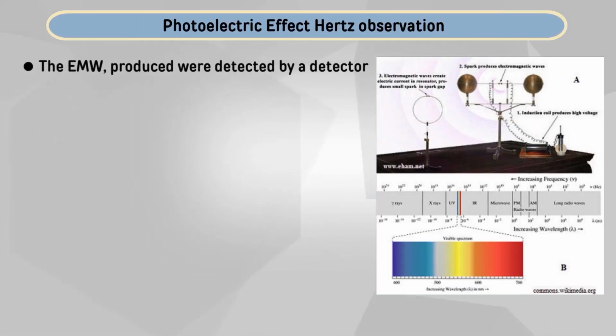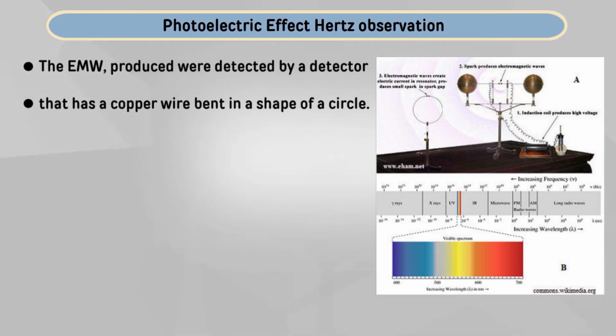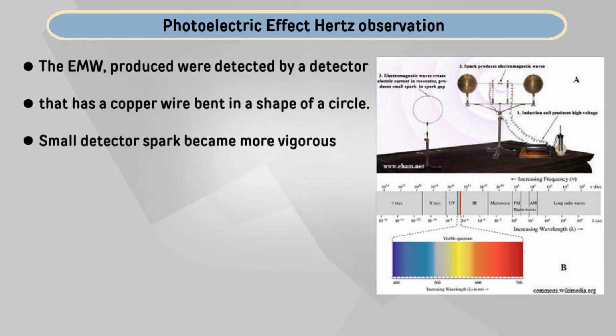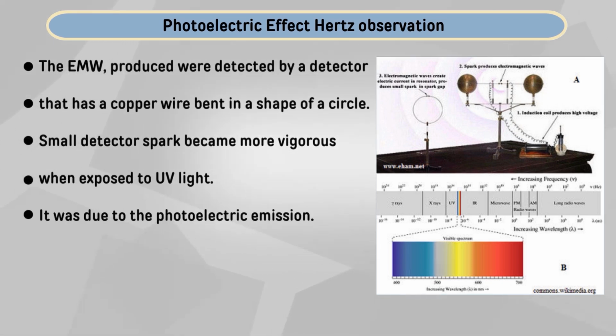The electromagnetic waves produced were detected by a detector made of copper wire bent in the shape of a circle, and it was noted that the smaller detector spark became more vigorous when it was exposed to ultraviolet light. The reason was not known at that time. Later it was found that it is due to photoelectric emission: whenever ultraviolet light is incident on the metallic sphere, electrons on the outer surface are emitted, which causes the spark to be more vigorous.